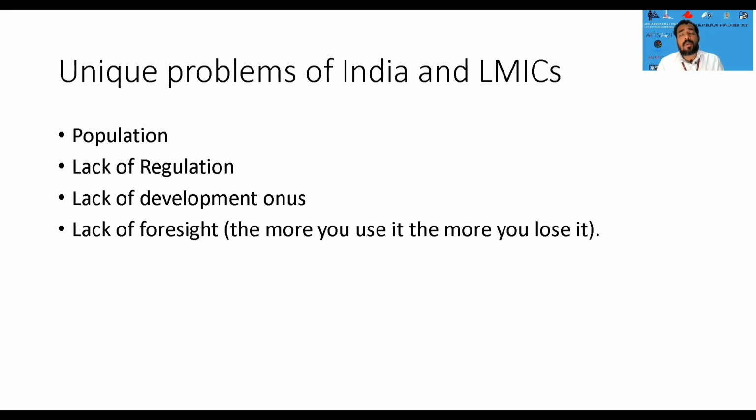What is the unique problem of India and LMICs, that is the lower middle income countries, as far as antibiotic resistance is concerned? One is, of course, our population. We have a massive population, and the possibility of developing resistance is high just because of the sheer volume. And there are barely any regulatory guidelines to monitor the antibiotic prescription practices.